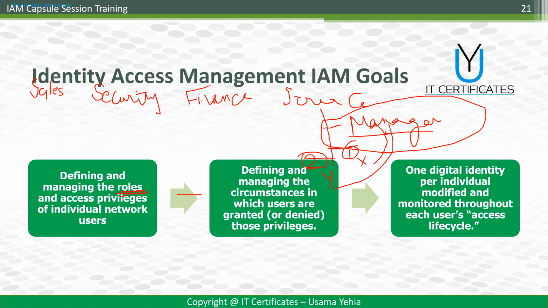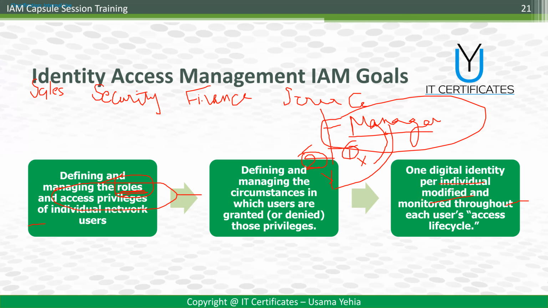This is where you have to define the rules and what access privileges are required. Here, the access privileges are application X and application Y. Also, you have to define and manage the circumstances under which users are granted these permissions, and how these permissions will be assigned. And the third point is the digital identification of each individual.